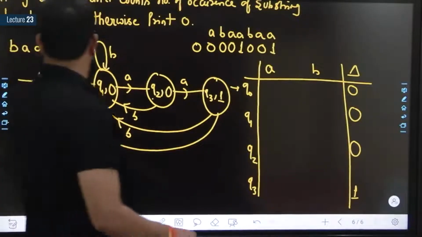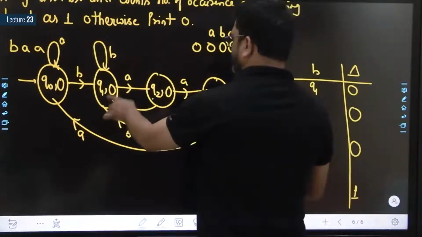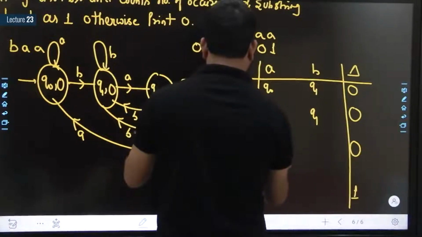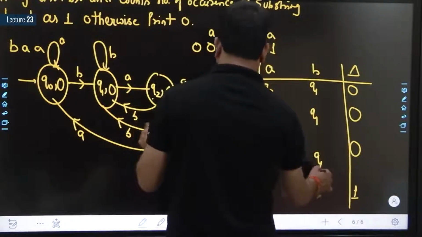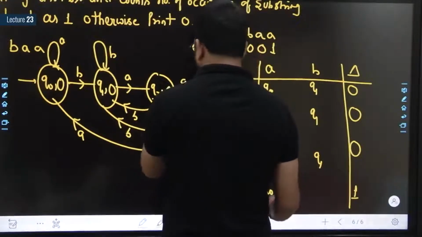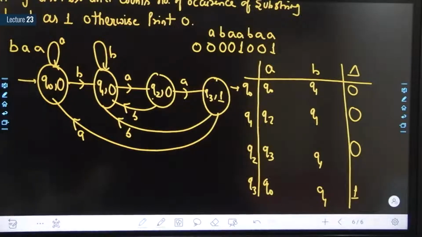What are the transitions? Q0 on A, Q0. Q0 on B, Q1. Q1 on A, Q2. Q1 on B, Q1. Q2 on A, Q3. Q2 on B, Q1. Q3 on A, Q0. Q3 on B, Q1. Please check. Clear? Okay, next question.